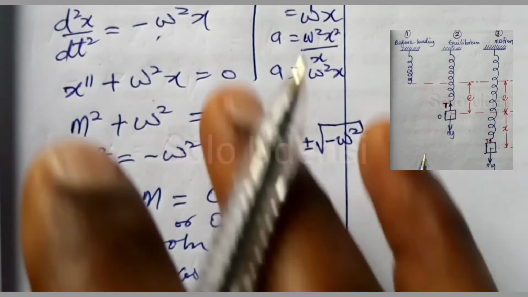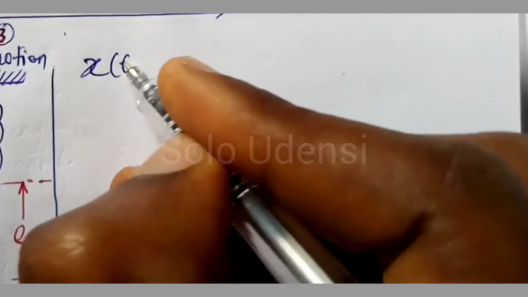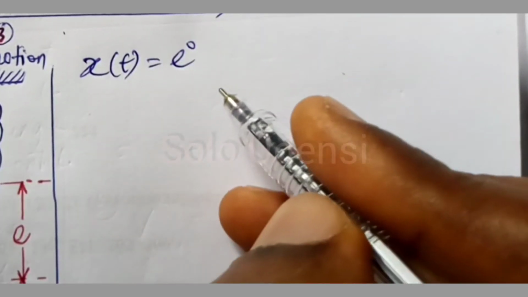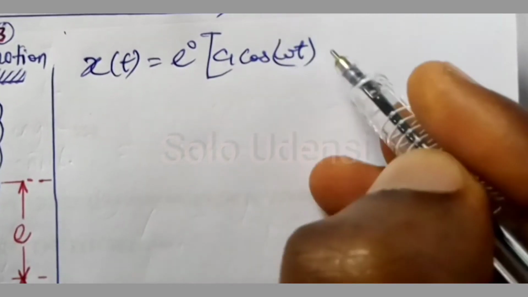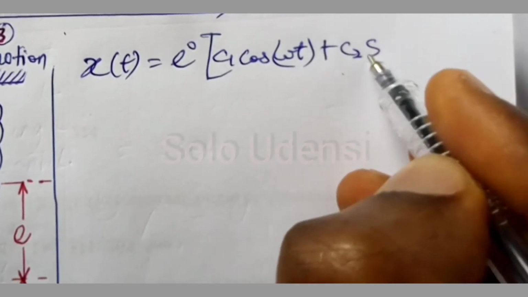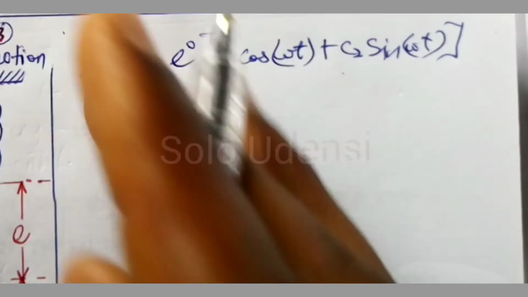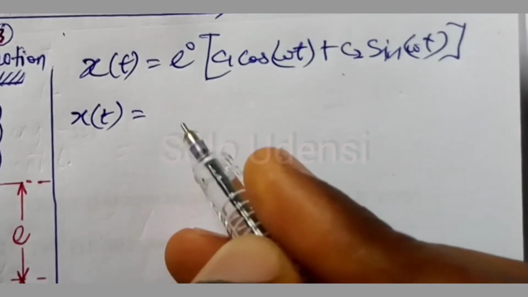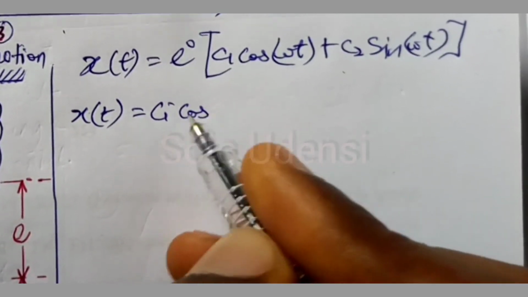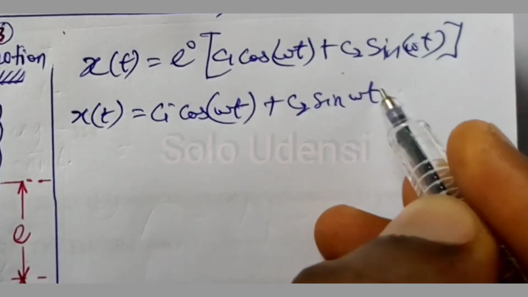So if we substitute 0 into this equation, we'll get x of t is equal to, of course you know that e to the 0 is 1, c1 cos omega t plus c2 sine omega t. That's what we have. So the true solution is x of t is equal to c1 cos omega t plus c2 sine omega t.